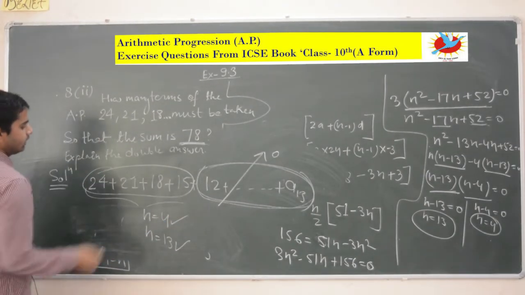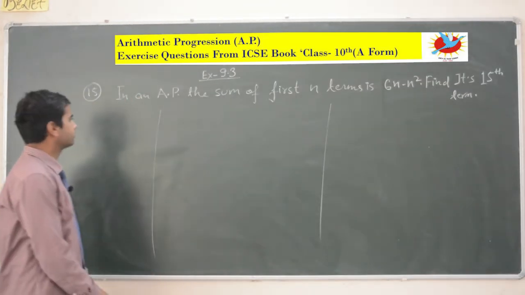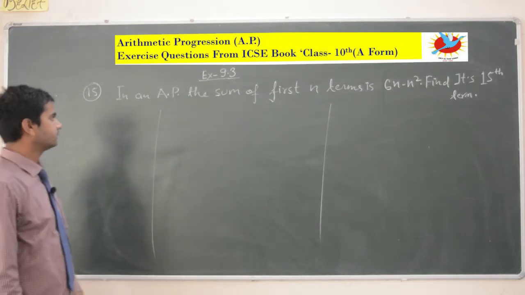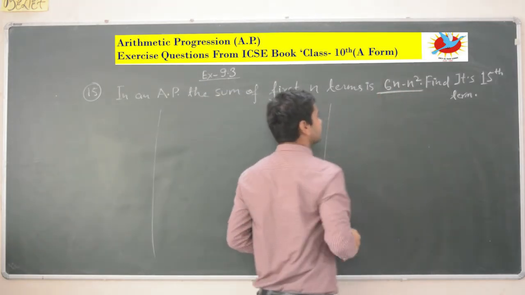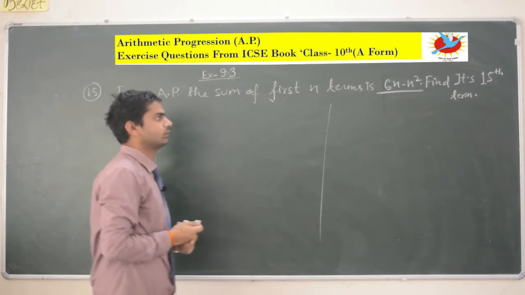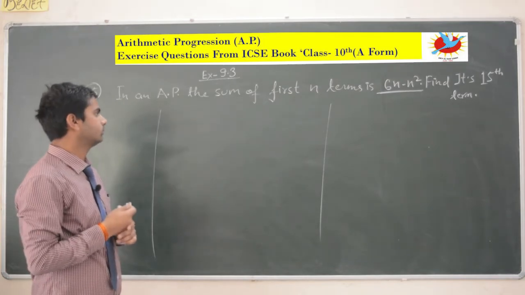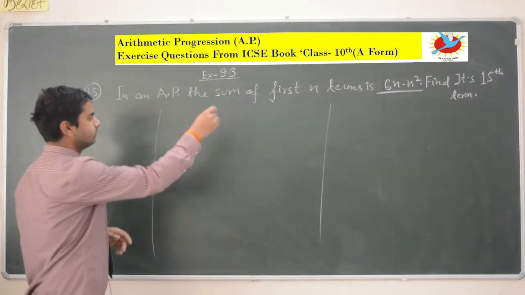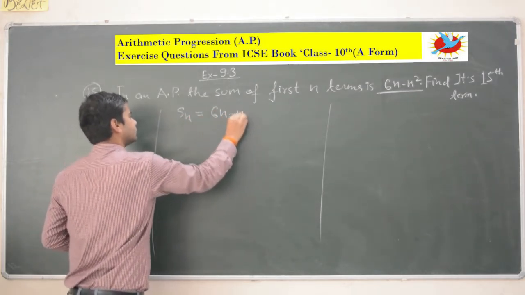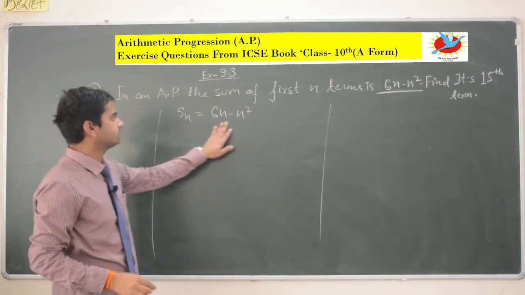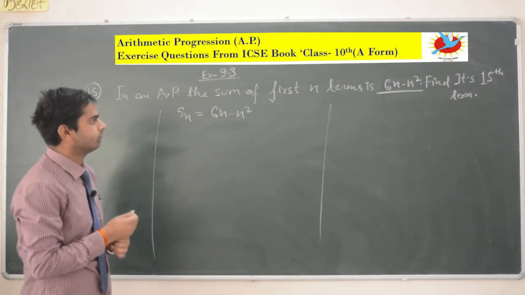So in this case we have two answers, n equal to 4 and n equal to 13. Next, from exercise 9.3, question number 15. The question is: in an AP, the sum of the first n terms is Sn equal to 6n minus n square. Find its 15th term. Okay, so here we have two methods to solve this problem. Method 1: Sn is given, Sn is equal to 6n minus n square. This is the sum of the first n terms, and we have to tell the value of the 15th term.